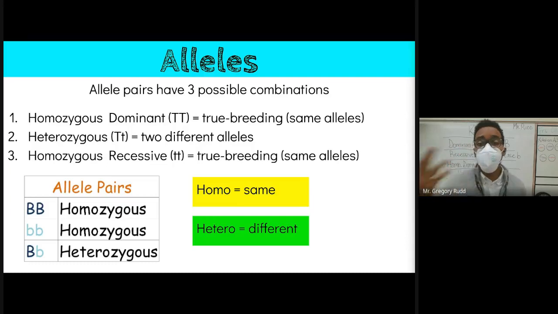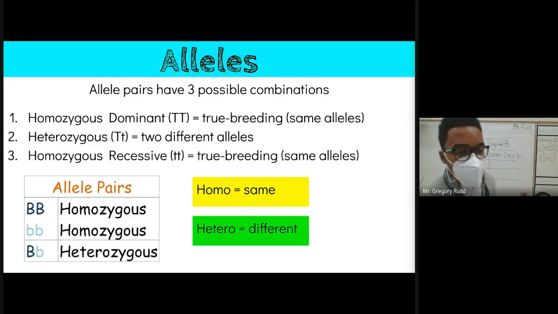So there are 3 possible combinations. I could end up with 2 dominant alleles. We call that homozygous dominant. And as it says on your screen right now, the prefix homo, H-O-M-O, means same. So homozygous dominant means I have 2 of the same allele and they are both dominant. That's what homozygous dominant means.